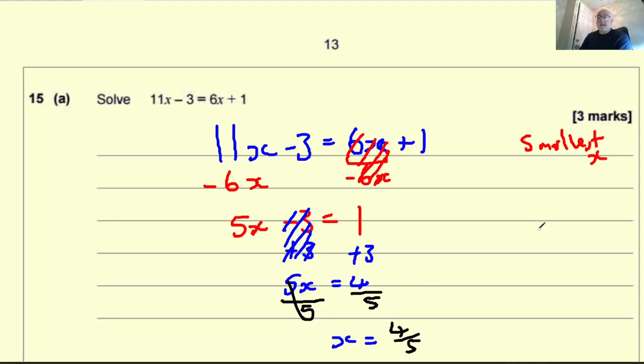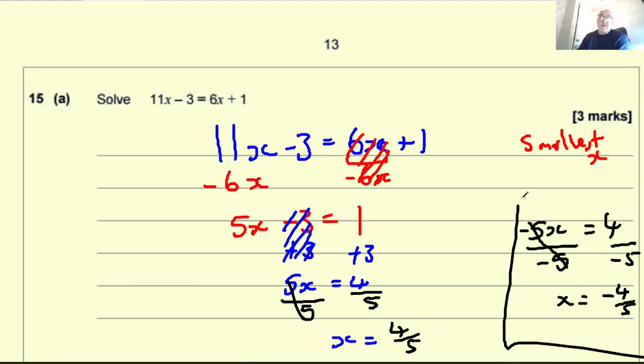Just one thing to note here as well, if that was minus 5x equals 4, I'm still going to divide through by the whole of the coefficient, including the sign. If I divide through by minus 5, my x value is going to equal minus 4/5, because one's positive, one's negative. So you can have a negative as an answer. The rule of thumb is divide through by the entirety of the coefficient, including the sign.